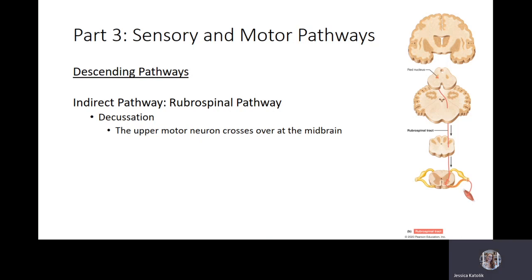So that concludes our lecture of descending pathways, and it also concludes our lecture for chapter 13. For these descending pathways, I would like you to choose one or the other, the rubrospinal pathway or the lateral corticospinal pathway. Choose one to describe fully and completely, and that will be an example of an essay on your upcoming exam.